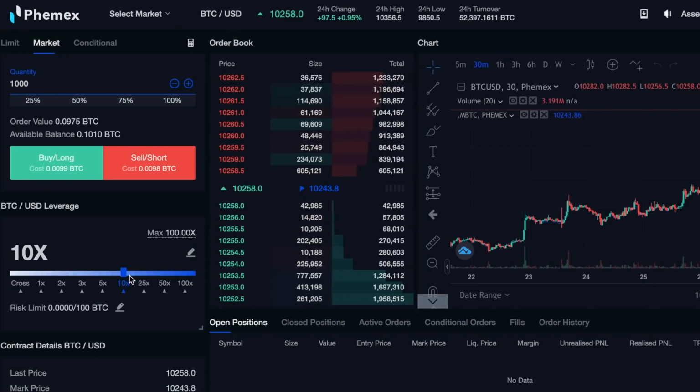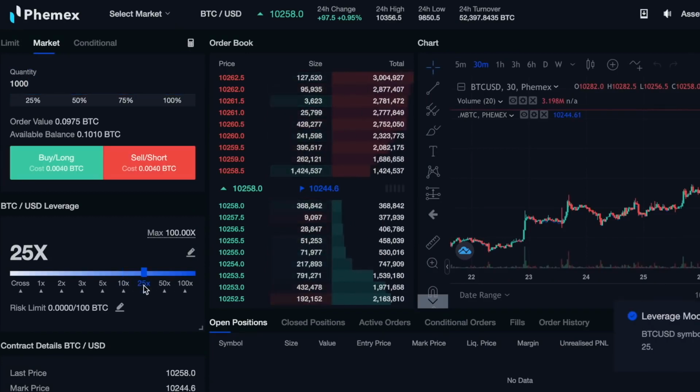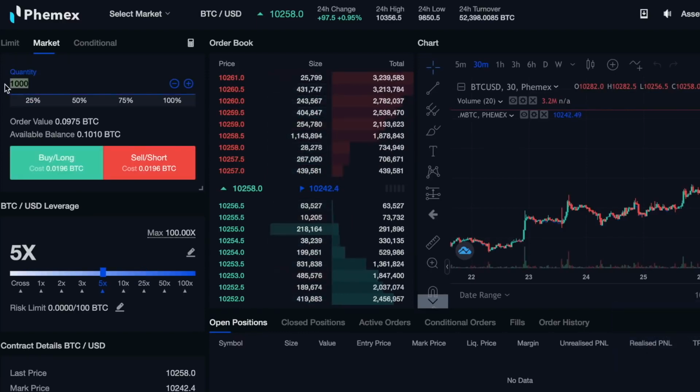Big disclaimer, the higher the leverage, the higher the risk. Because the higher the leverage, the closer the liquidation price will be to your entry price. So we will stick down here to 5x, and this will cost us 0.02 Bitcoin to open up this position. The position will be worth 1,000 contracts. So let's click right there.